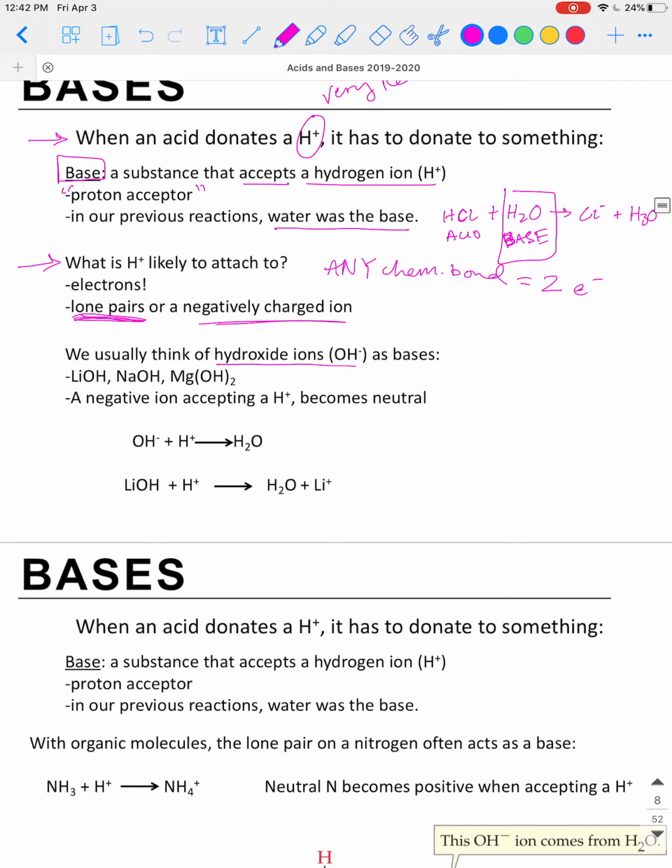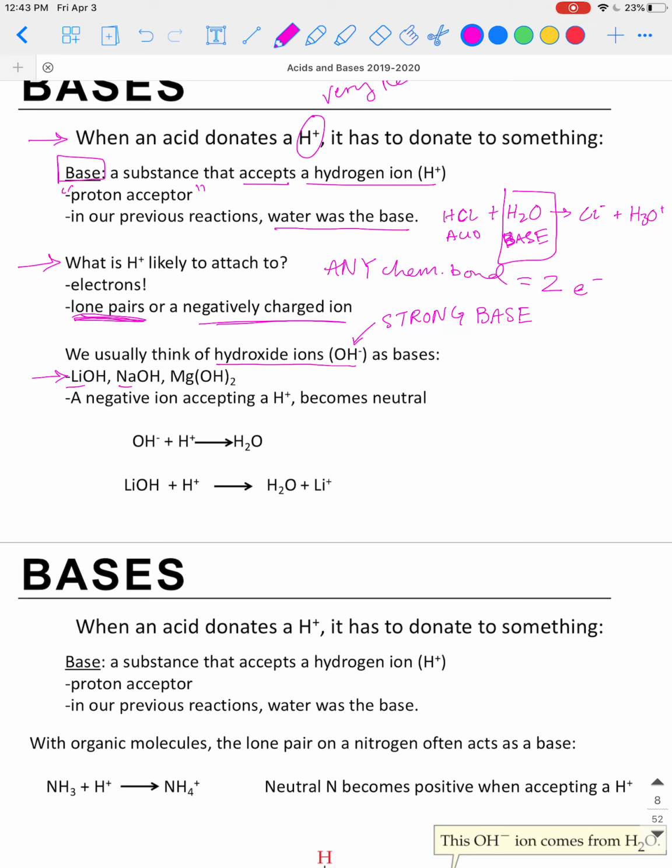So what are some examples of some bases? Okay, hydroxide ions, OH minus. These are excellent bases. OH minus, this is a strong base. In fact, it's one of the strongest, maybe the strongest base we know. Okay, now OH minus doesn't usually sit around by itself. Because it's an anion, we usually see it as an ionic compound.